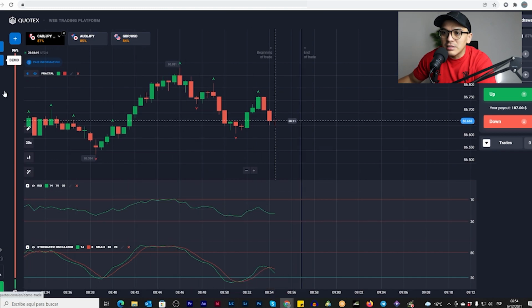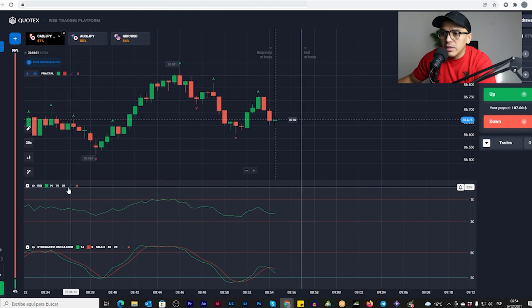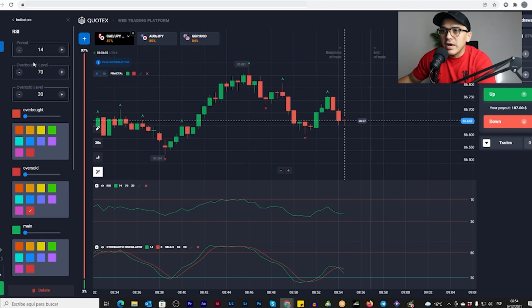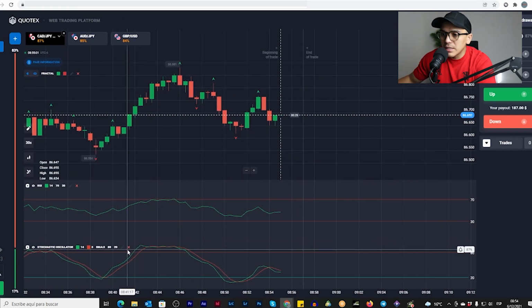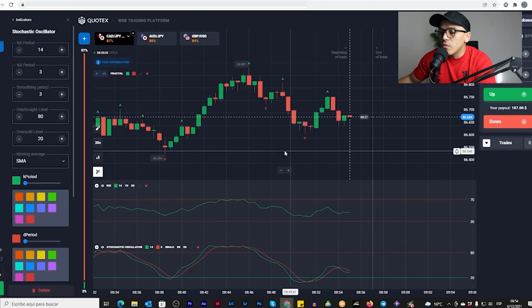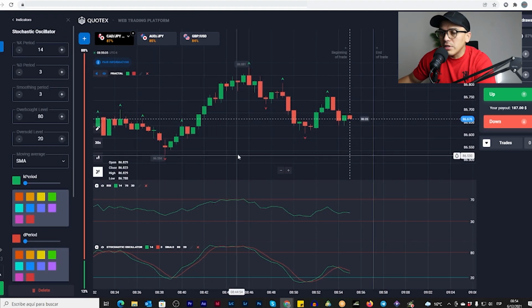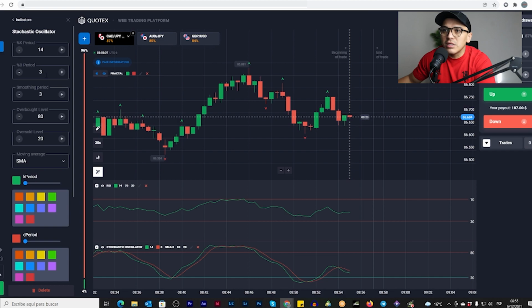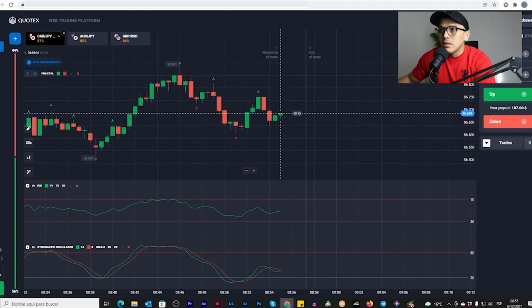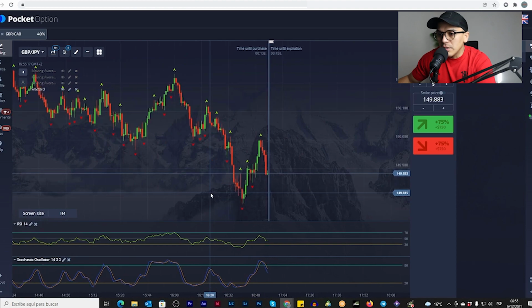The settings I'm going to show you right here. These are the settings for RSI: 14, 70, and 30. These are the settings you need to copy, and this is for Quotex. And the settings for the stochastic oscillator are 14, 3, 3, 80, and 20. This is the moving average, SMA.